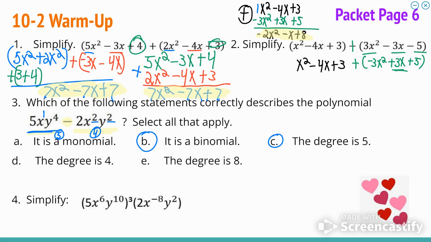Now for number 4, back to power rules. First thing, let's raise each product to a power. So it looks like we would start with 5. That 5 needs to be raised to the third. That x to the 6th needs to be raised to the third. That y to the 10th needs to be raised to the third. And last but not least, that 2 needs to be raised to nothing, technically the power of 1, times x to the negative 8th, and then y squared.